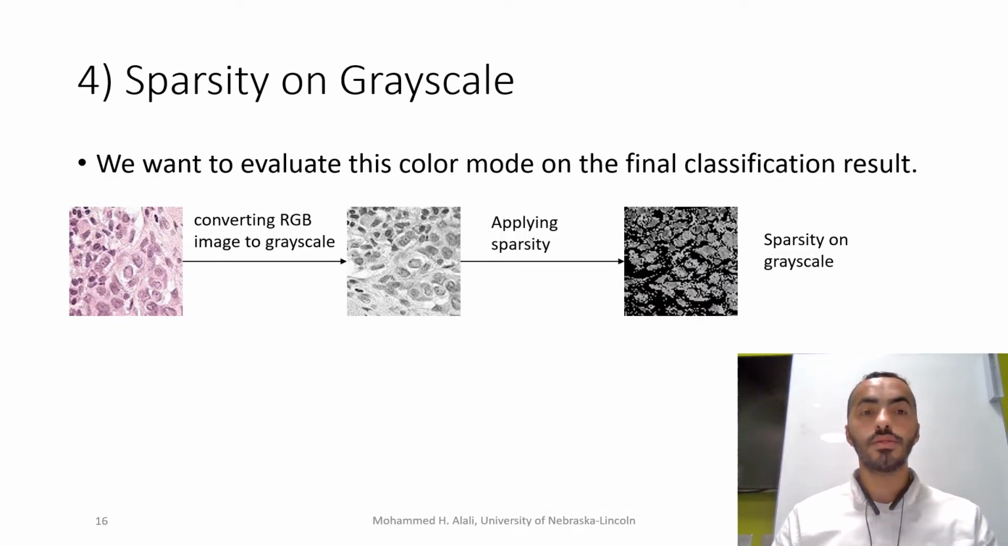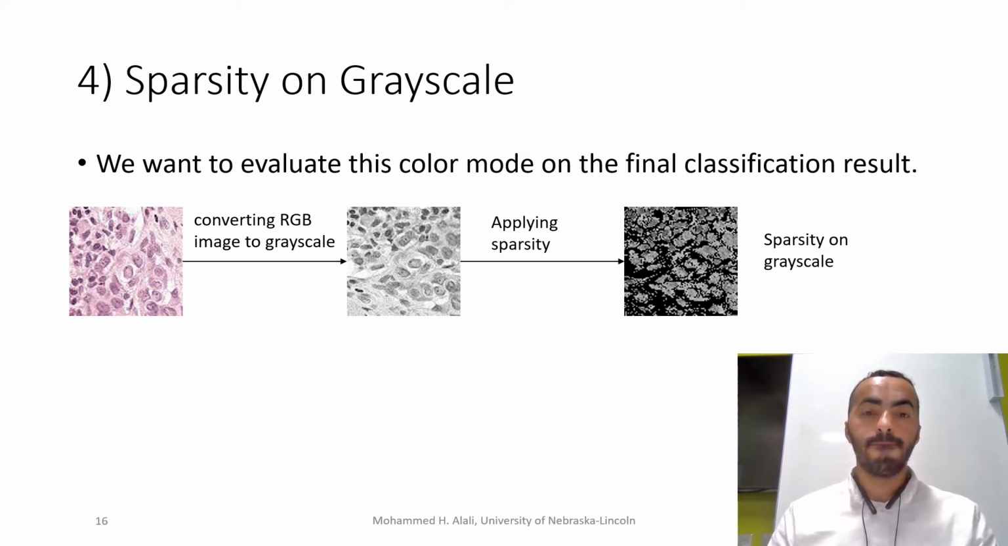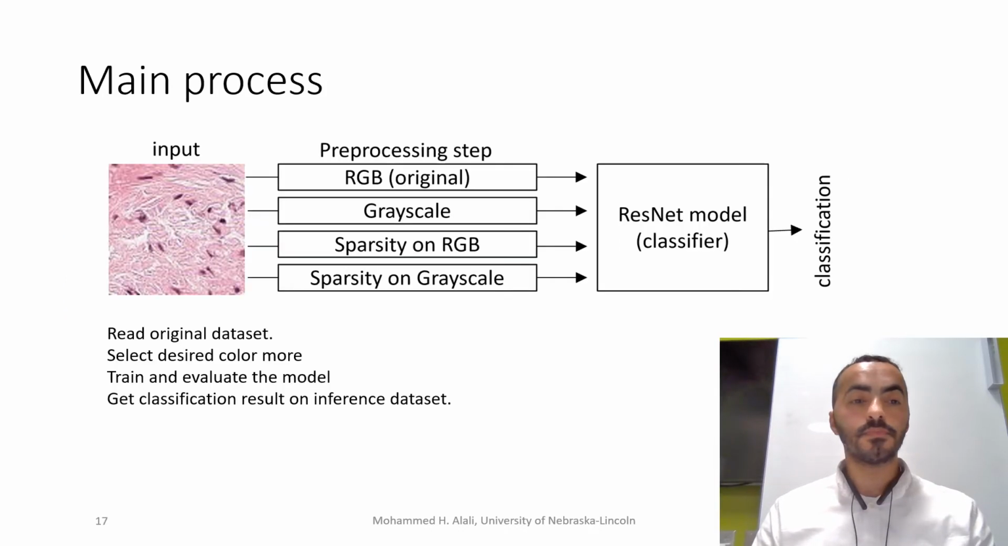Fourth color mode is sparsity on grayscale. We take the original RGB image, convert it to grayscale as explained before, and then we apply sparsity on this grayscale image as explained in the previous slide. And here is shown the final transformed image.